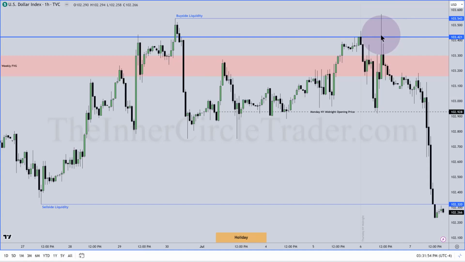kept from going any higher at the consequent encroachment of the high to the close of that candle. So it would be basically around the high of 103.421 thereabouts.